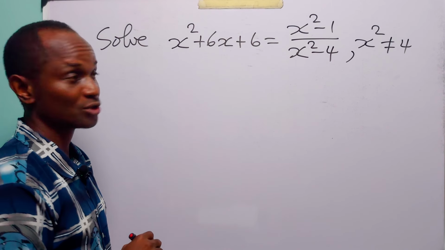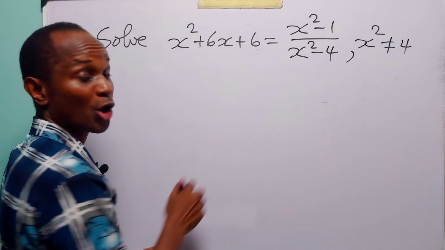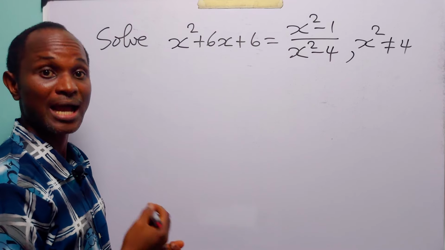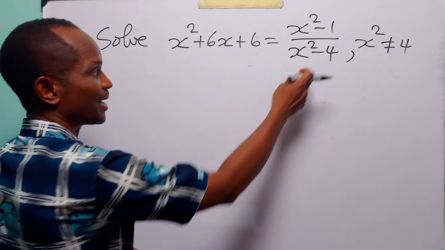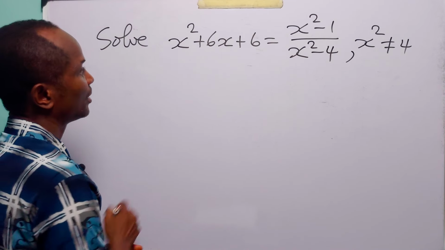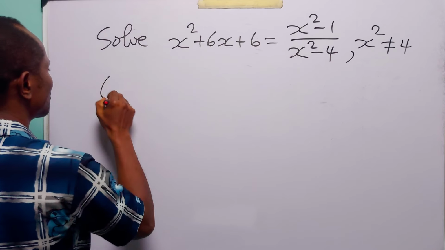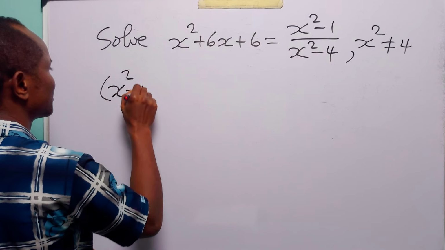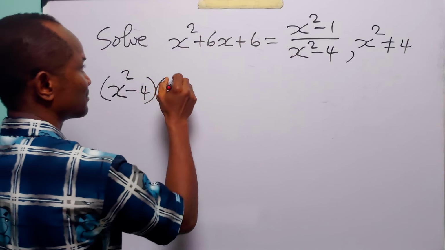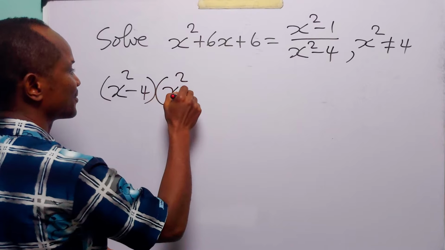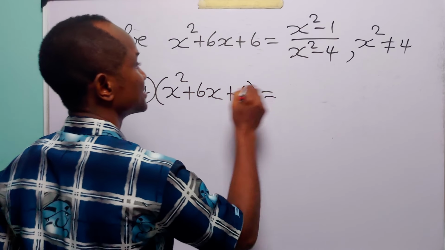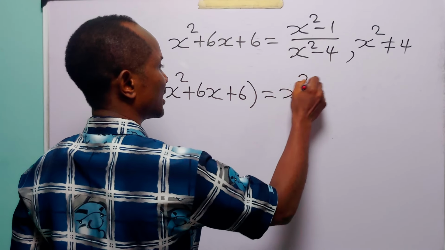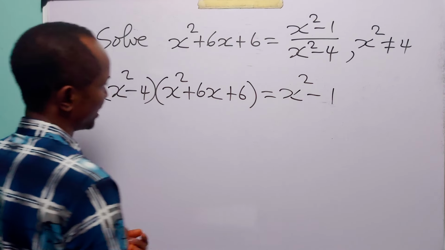Now, the first thing we are going to do is to get rid of this fraction on the right-hand side of the equation. And to do that, we are going to multiply both sides of this equation by x squared minus 4. When we do that, this equation becomes (x squared minus 4) multiplied by (x squared plus 6x plus 6) is equal to x squared minus 1.